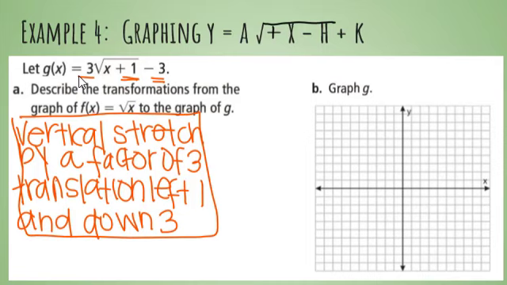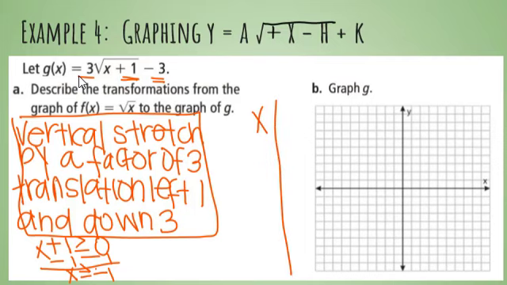Now we want to go ahead and start our graph. Again, you're still going to take what's inside and make it greater than or equal to 0 and solve for x. So I end up getting x is greater than or equal to -1. When I start my table, I want to start it with -1 and then use numbers that are greater than that.